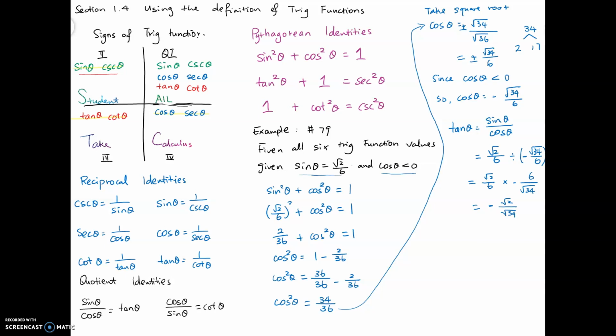From the previous step, 34 becomes 2 times 17. So inside 34 there is a 2, so I can simplify it and it becomes square root of 1 over 17. Rationalize the denominator. We end up with negative square root of 17 over 17.